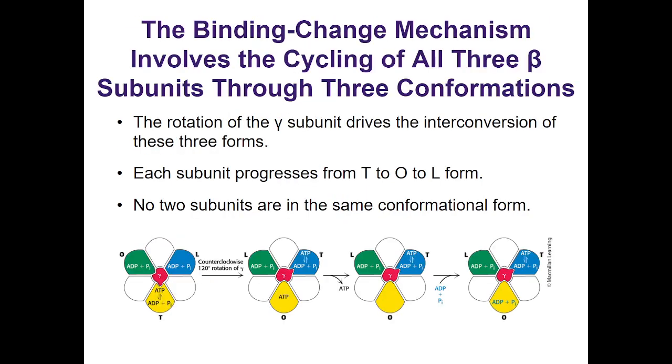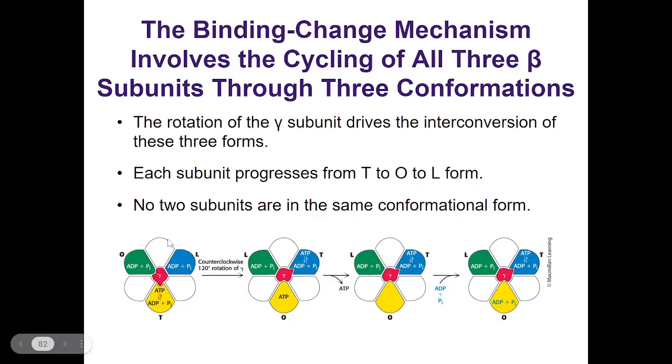Now, the rotation of your gamma subunit is going to drive the interconversion of these three forms. It's going to provide the energy to keep you going along this pathway. Okay? It's your click, click, click driving shaft, right? All right, so each subunit is going to progress through TOL, TOL, TOL. No two subunits are going to be in the same conformational form because, again, we have three different spots on our gamma. We have one that is O, open, one that is T, tight, and one that is L, loose, right?